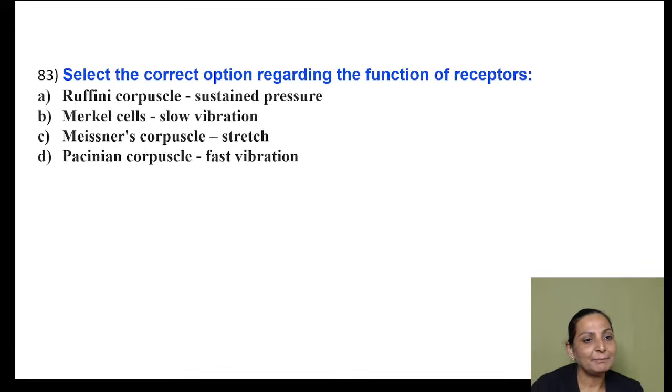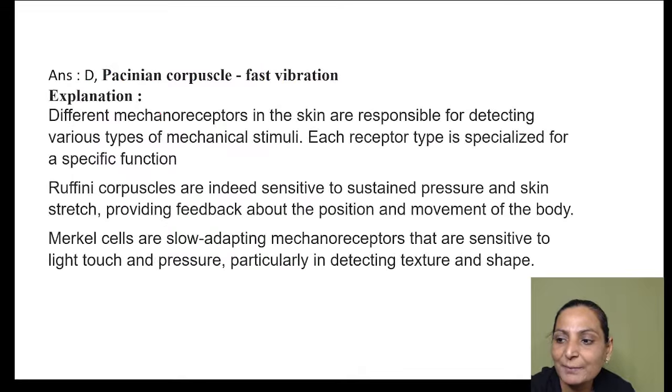Now, same type of question which we've already done, so we will not put much time over it. So this shows you the importance of the topics which come repeatedly. Roughness, sustained pressure, Merkel; slow vibration, Meissner's; stretch or Pacinian, fast vibration. So now we know that the Pacinian are responsible for the fast vibration.